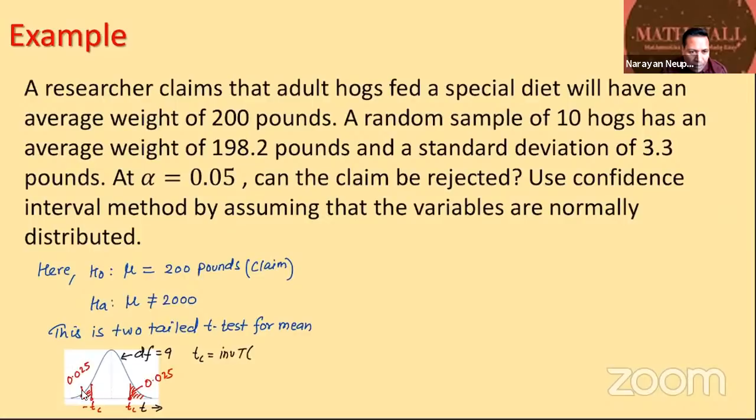The area on the left of this value is 0.025, and the degrees of freedom is 9. If we use our calculator, this value will be negative 2.2622. That is this value. The other value will be positive, so we can write plus or minus. One value is positive, the other one is negative. So we got the T critical. That is the second step.